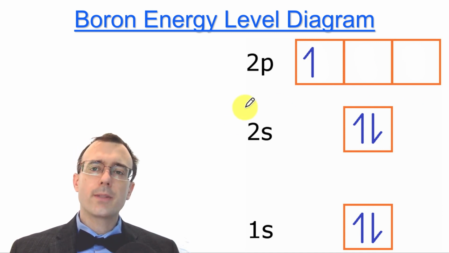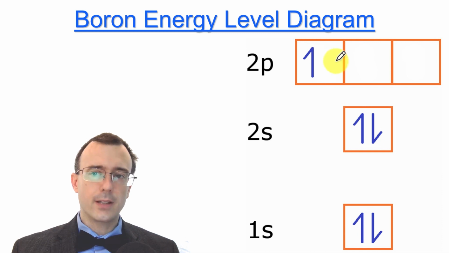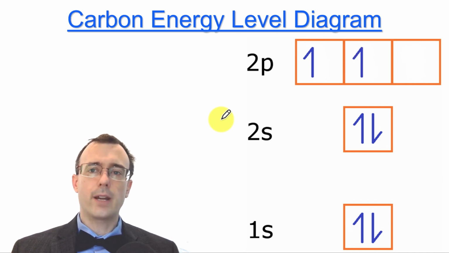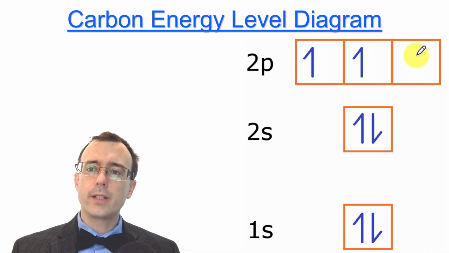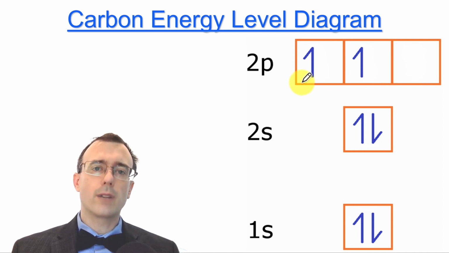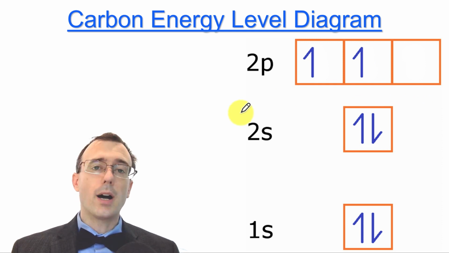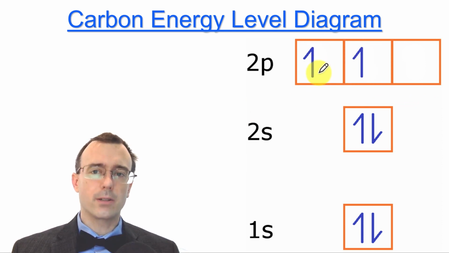Now, after boron comes carbon, and carbon has 6 electrons. Now, that 6th electron has some choices. Where's it going to go? Is it going to be paired up with this electron, or is it going to go in one of these other boxes? It turns out that carbon is going to put its 6th electron right there. We could have also put it over here, but once again, I like to write them from left to right rather than skipping any boxes. But you are not going to put this electron paired up with this other electron.